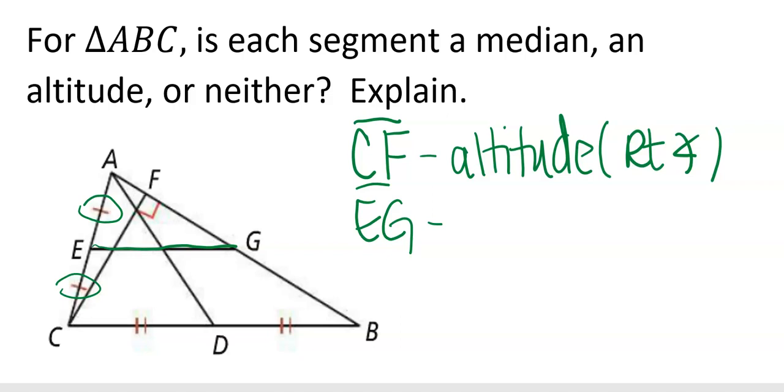So this one right here would have to go like this, or like going to A, which you can't because it's already a side. Okay, so if EG was where EB is, then it would be a median, but it's not. I'm going to say neither. It's a mid-segment.